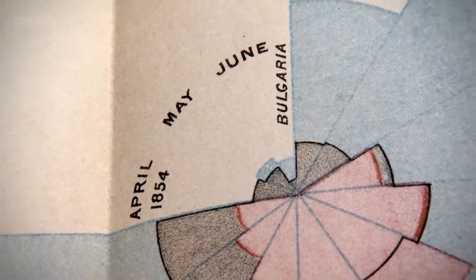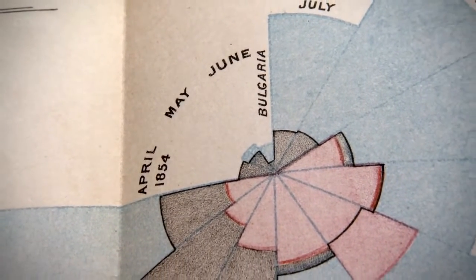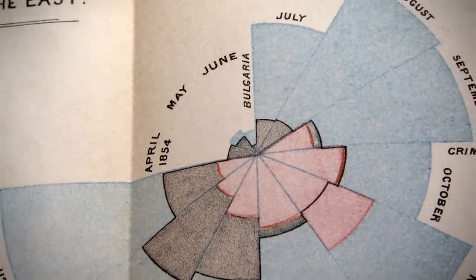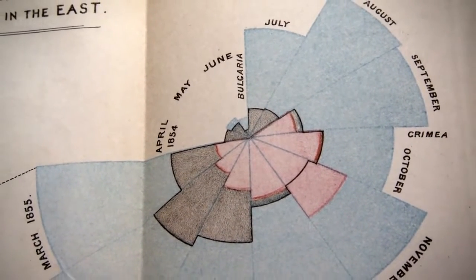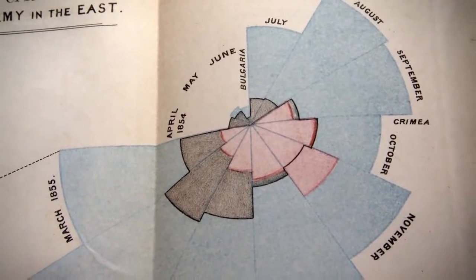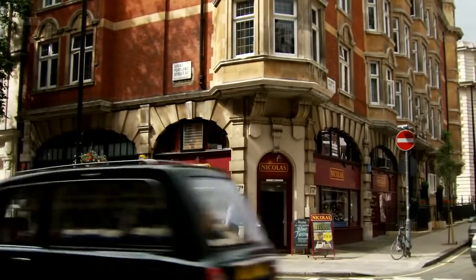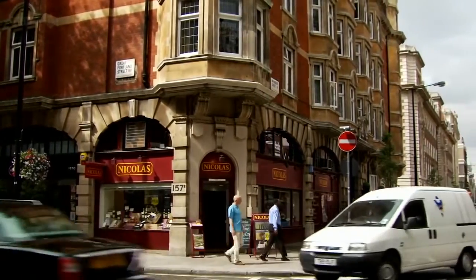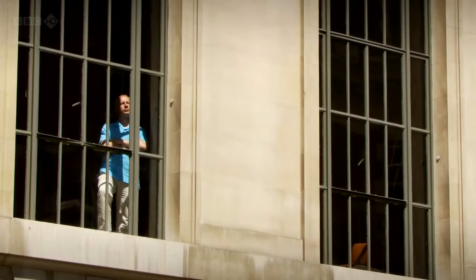It was called the Rose diagram, and it was designed to force the British government to create better and cleaner hospitals. Initially hidden away in the appendix to an official report, this diagram would take on the establishment and win. Its message was potent and direct. Hospitals can kill. But the fascinating thing about Florence Nightingale's diagram is that it also revealed that if the right improvements were made, those mass deaths in hospitals could be avoided.